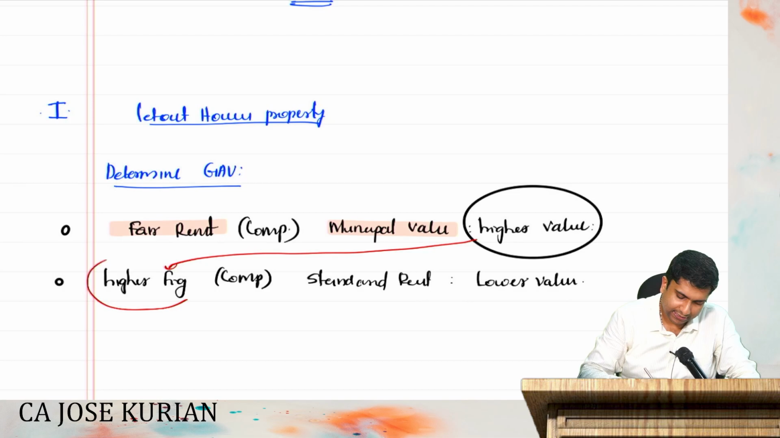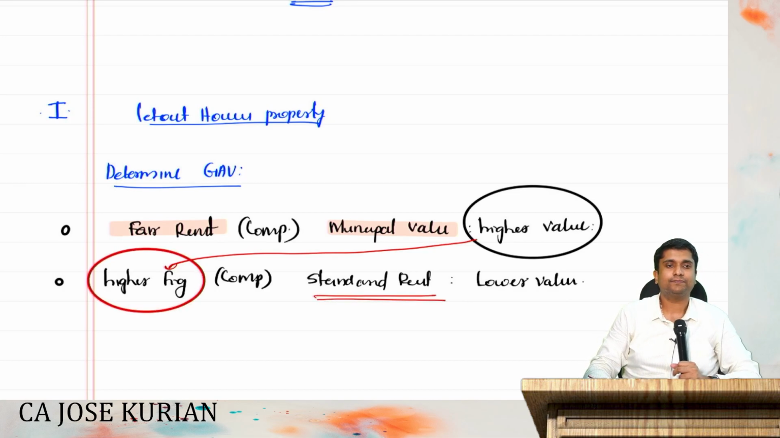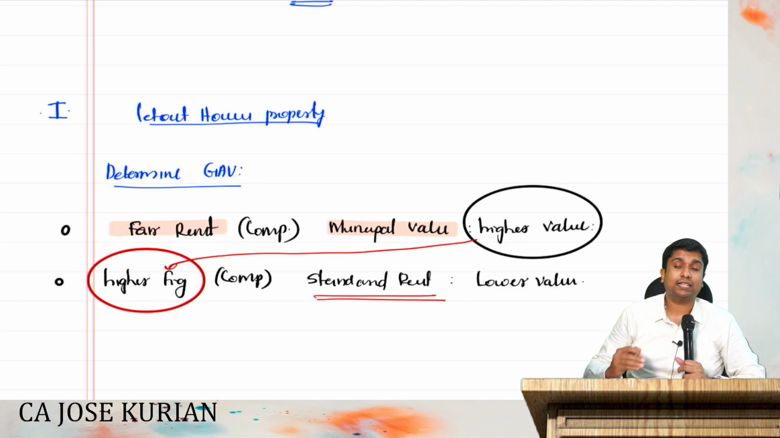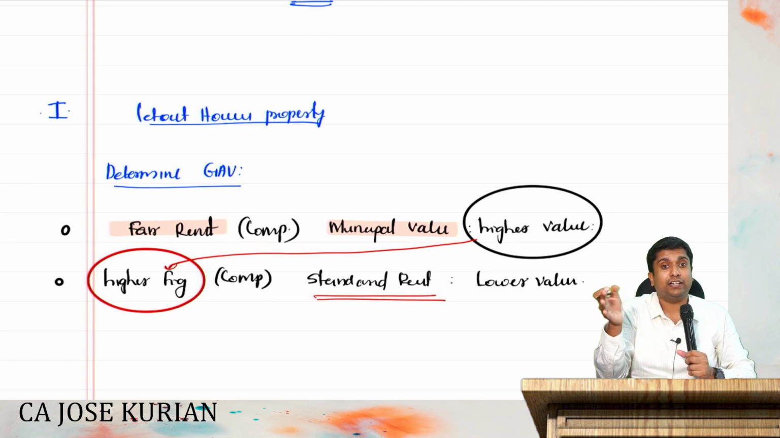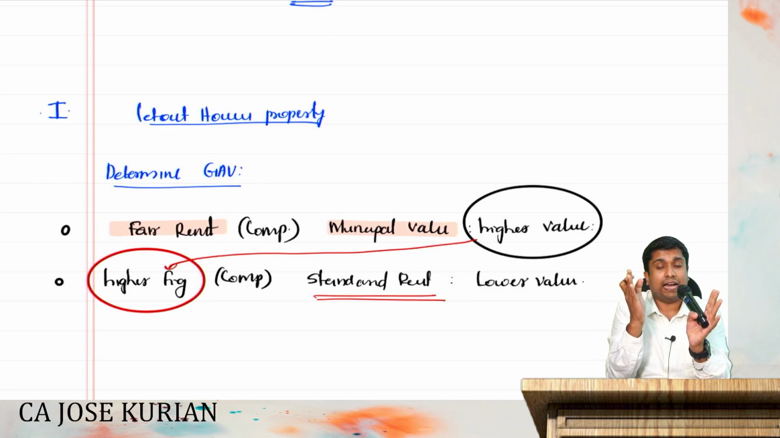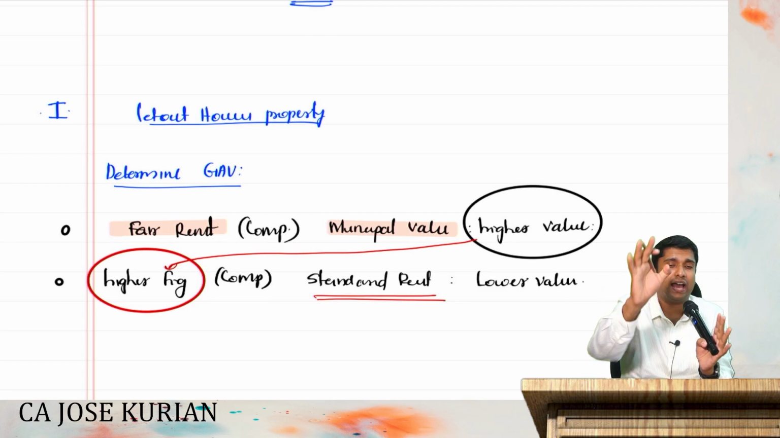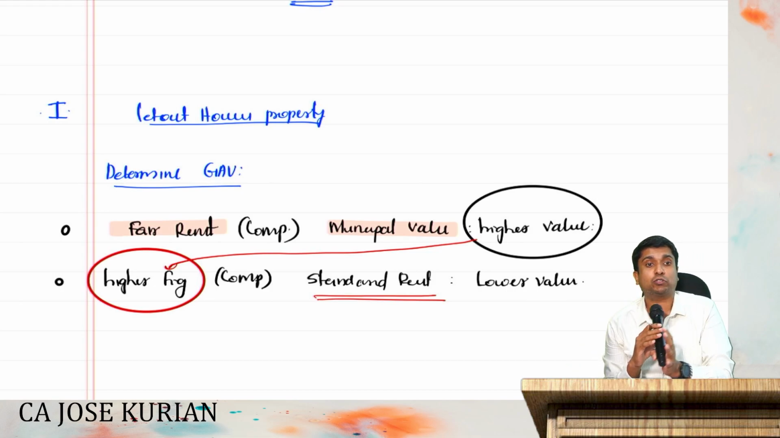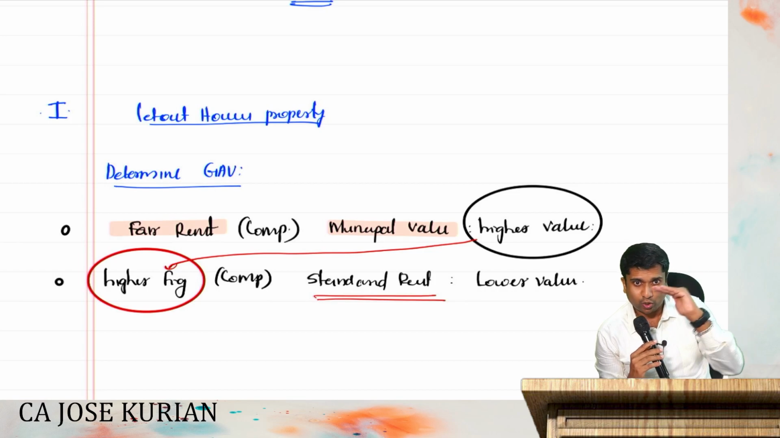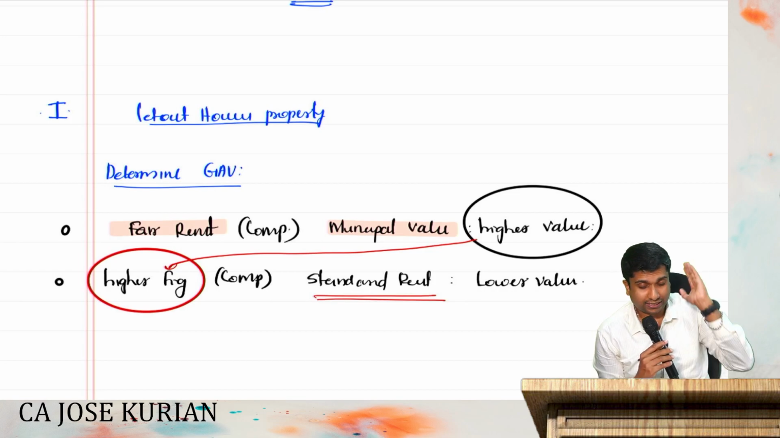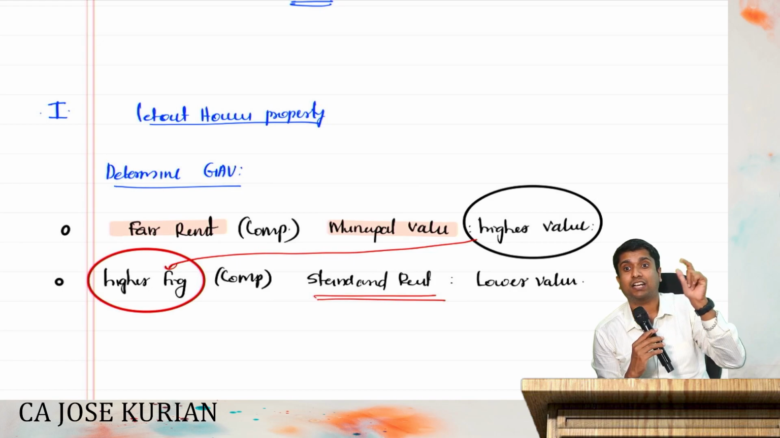You compare that higher figure with what? Standard rent. What is standard rent? In India, there is an act called the Rent Control Act, so that no owner charges exorbitant rent from a particular property. To control the amount of rent, the Indian government has initiated the Rent Control Act.